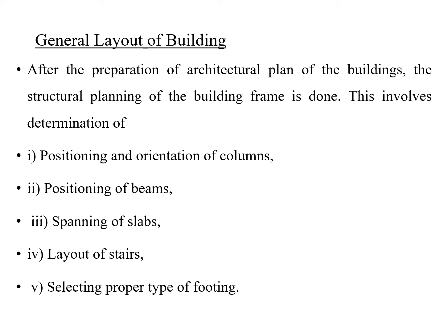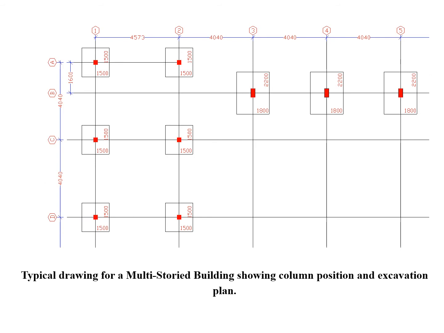After preparation of the architectural plan of the building, the structural plan of the building frame is done. This involves the following determinations: the position and orientation of columns, position of beams, spanning of slabs, layout of slabs, and selecting the proper type of footings. So this is a typical drawing for a multi-story building showing column positions and excavation plans.